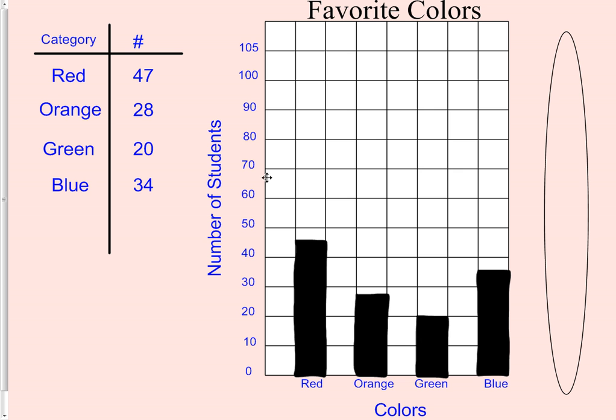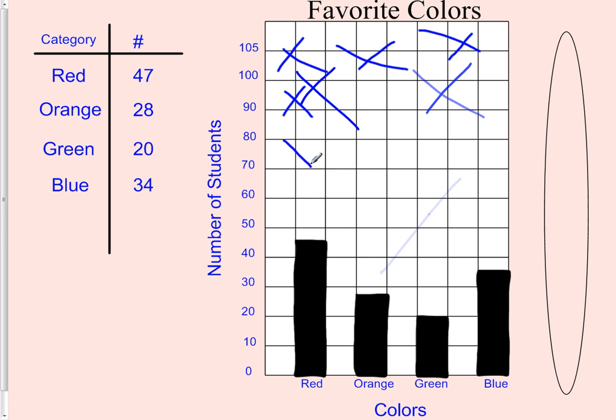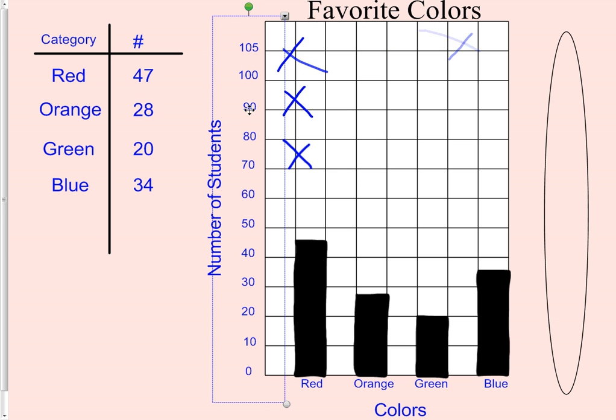Now, one thing I do want to point out on this particular graph is all of this white space up here. There's a lot of white space. I have a lot more room where I could fill in more graph. So how do I change that? To change that, I need to change my scale. I counted by tens here.